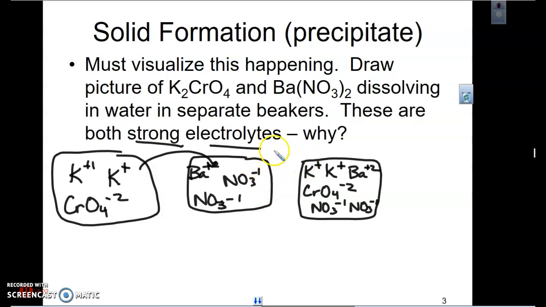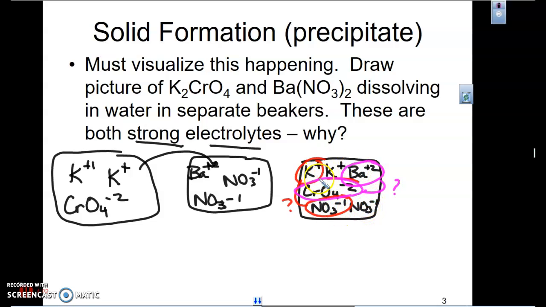So now what we have to say is what is going to happen. What could happen is that potassium with chromate and nitrate get together and form a precipitate. The other thing that could possibly happen is that barium and chromate get together and form a precipitate. So those are kind of our questions of what's going to happen. And what we do, all right, we look at our solubility rules.